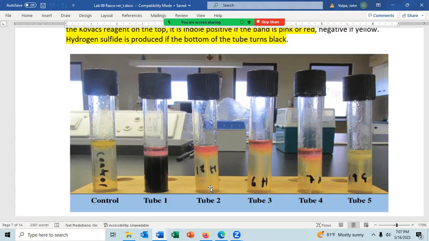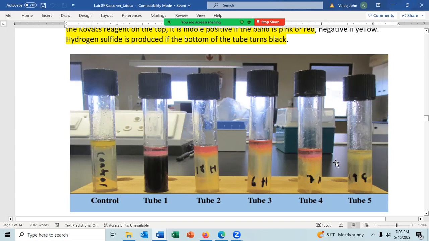and you add Kovac's reagent to the top of the tube. If the Kovac's reagent does not change color, no indole is produced. And if it turns pinkish at the interface at the top, then indole was produced. So in tube 1, tube 2, tube 3, and tube 4, indole was produced, and the control, as well as tube 5, indole was not produced.